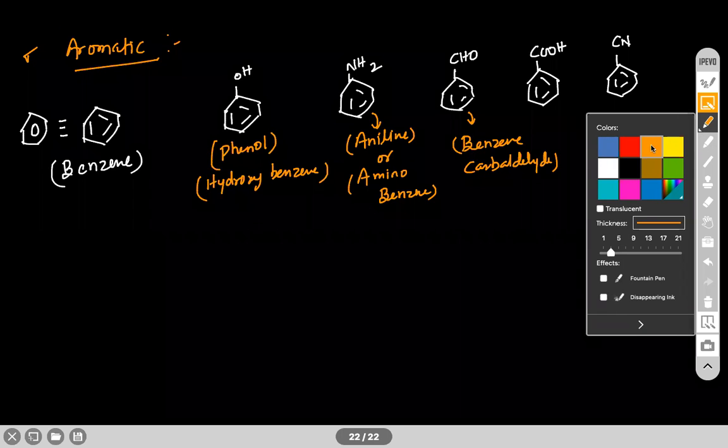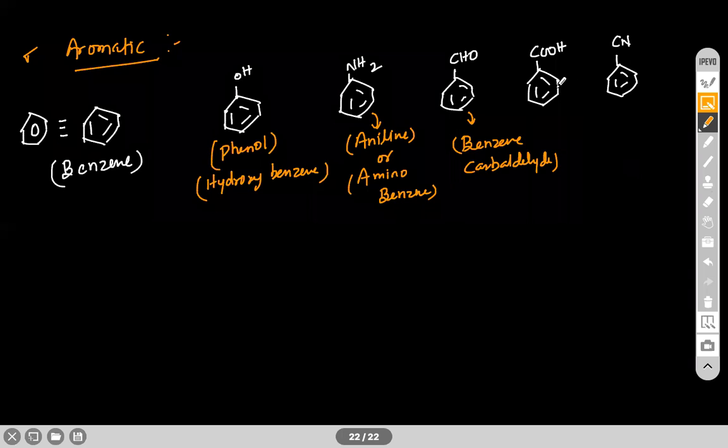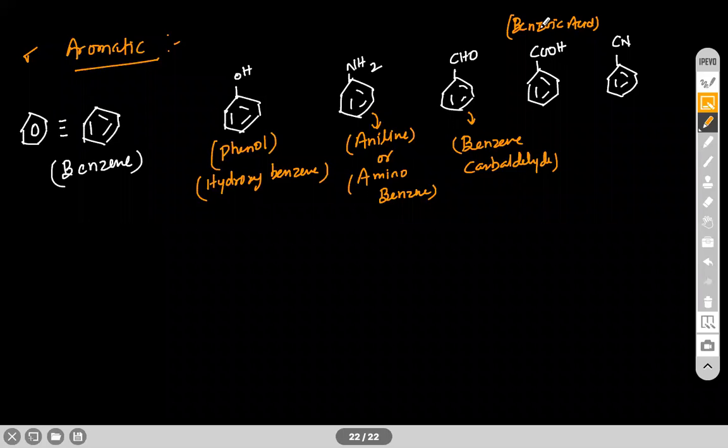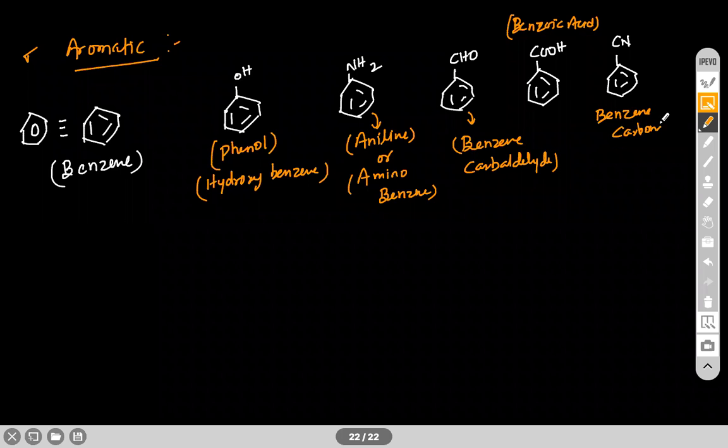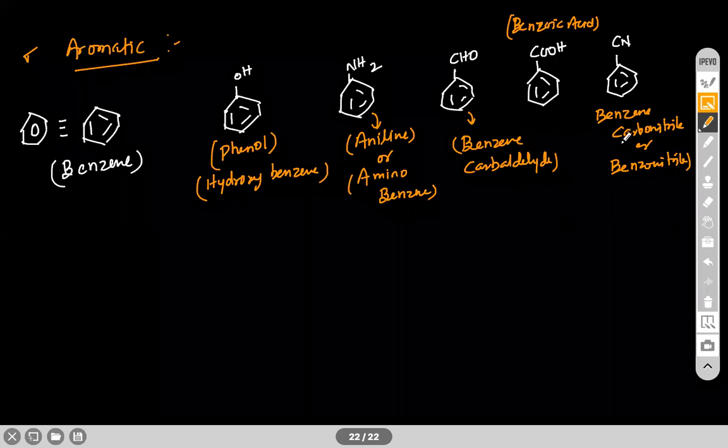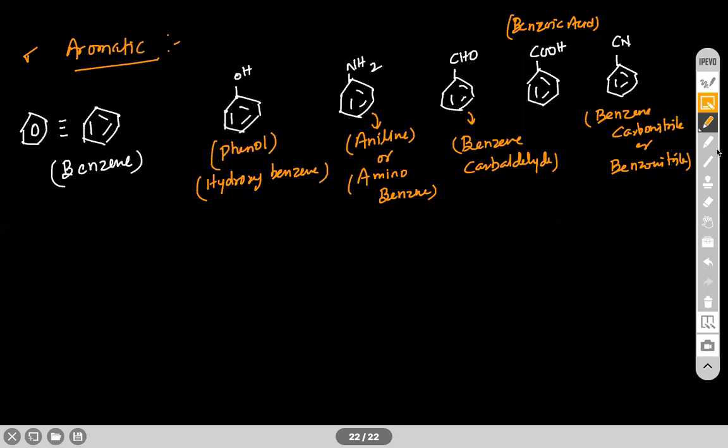COOH on the top, it is benzene carboxylic acid or benzoic acid. CN on the top, it is benzonitrile or benzene carbonitrile. Okay.